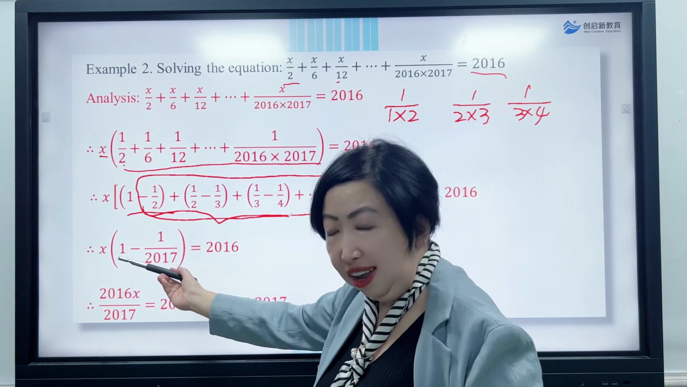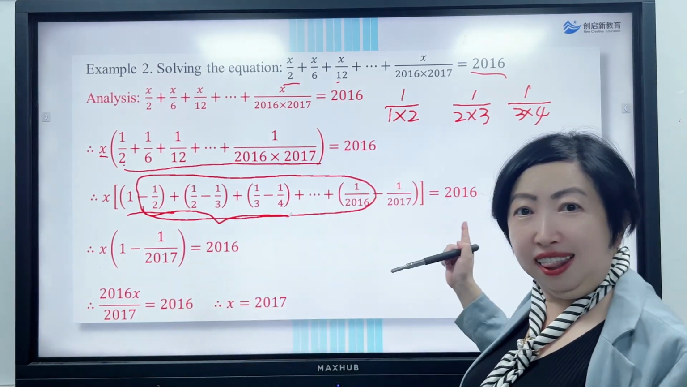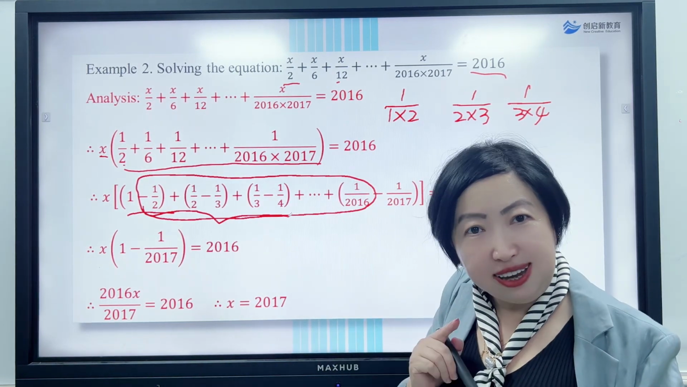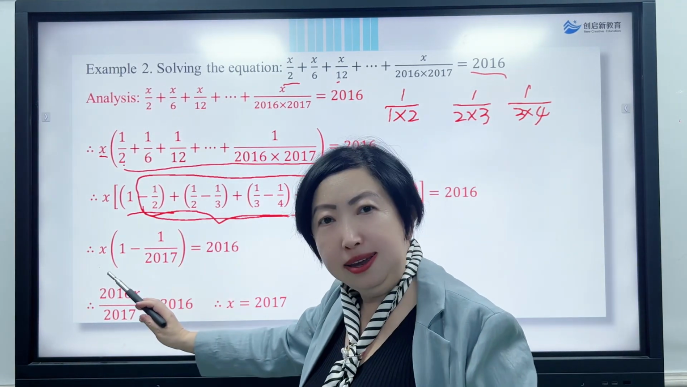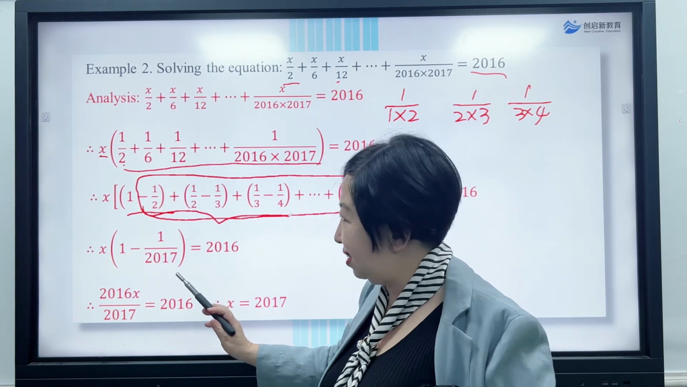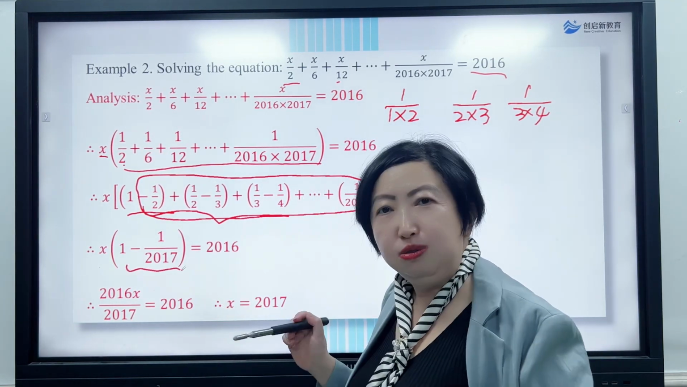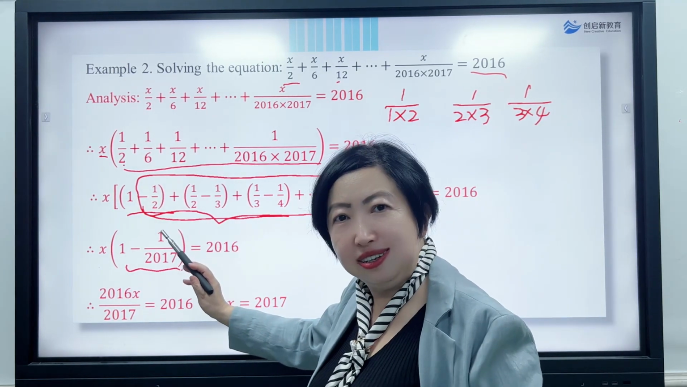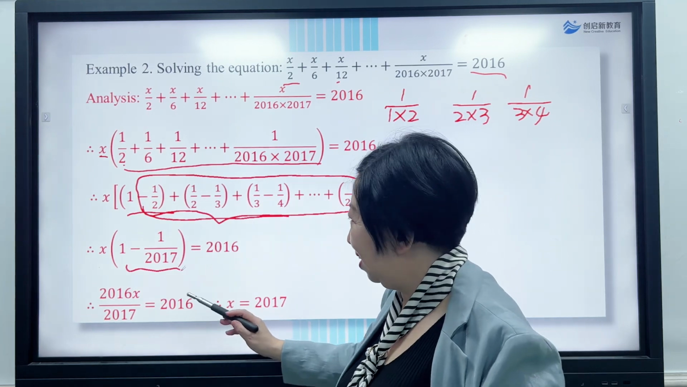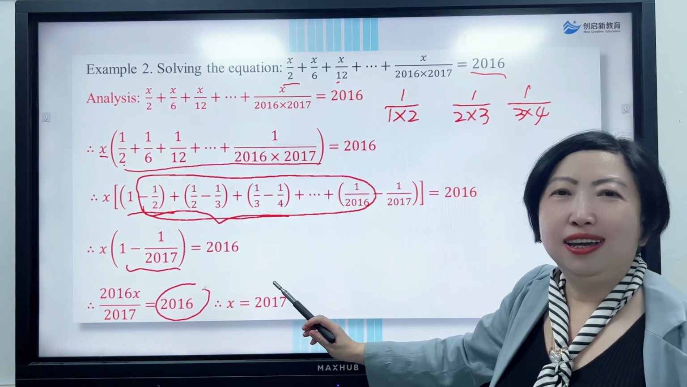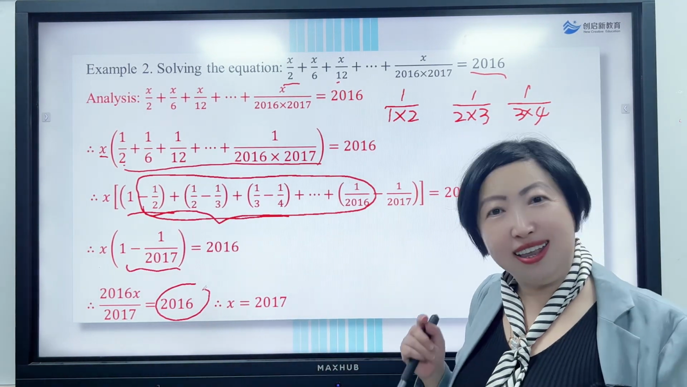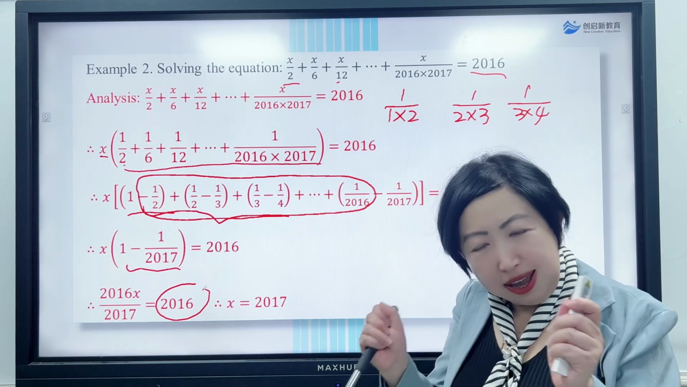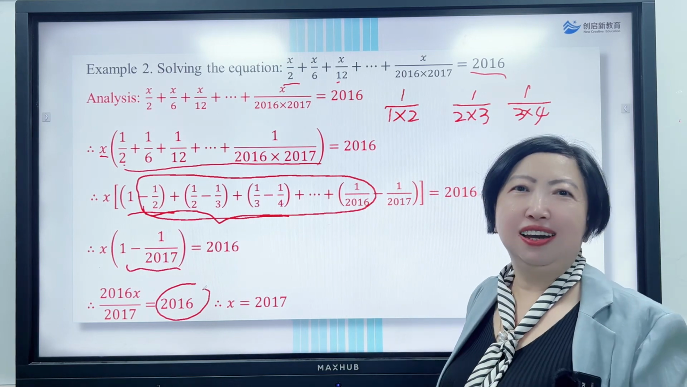Then we are left with the first and the last. The first is 1, the last is 1 over 2017. Then 1 minus 1 over 2017 is, of course, 2016 over 2017. Of course, here x equals 2017. It's interesting, the split method.